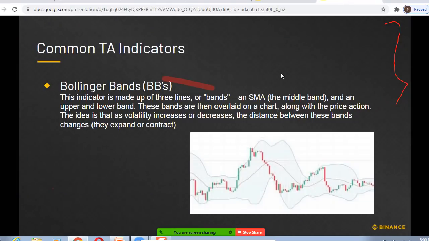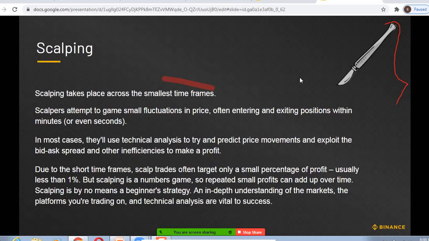Now, I'm just trying to go over everything. In our advanced course, you actually get everything step by step in detail. Now, the next thing we're looking at is scalping.